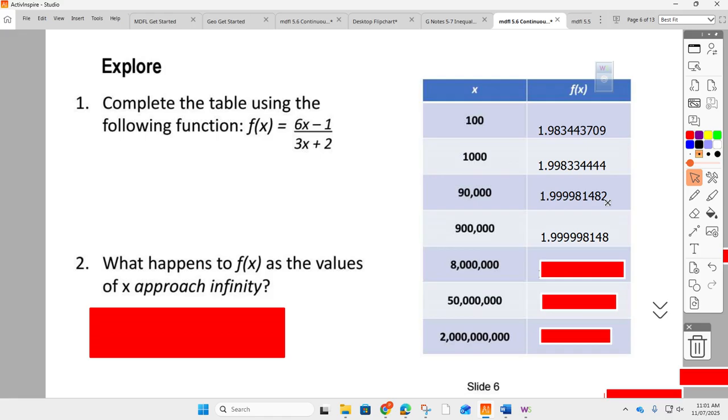So I'm not going to make you guys plug them all in. If we plug in 8 million, 1 point, and there's 6 nines now, 792. If we plug in 50 million, getting closer to 2, but did we get to 2? 2 billion. So we're never going to get to 2, guys. Right? So this function has a limit.